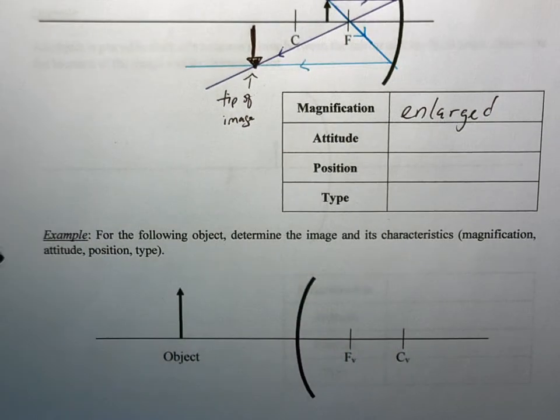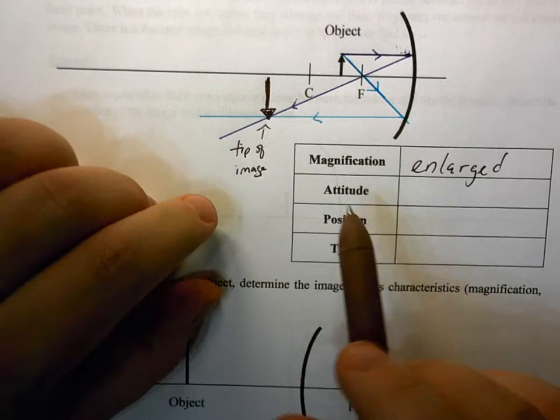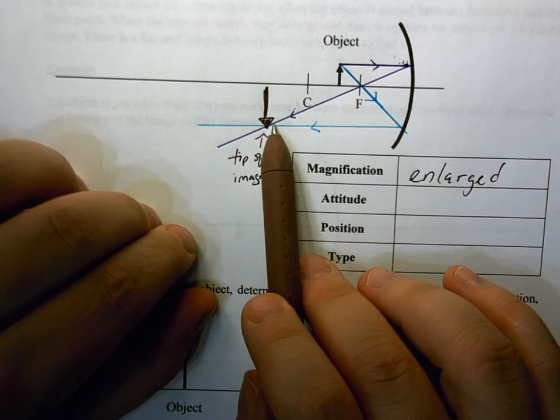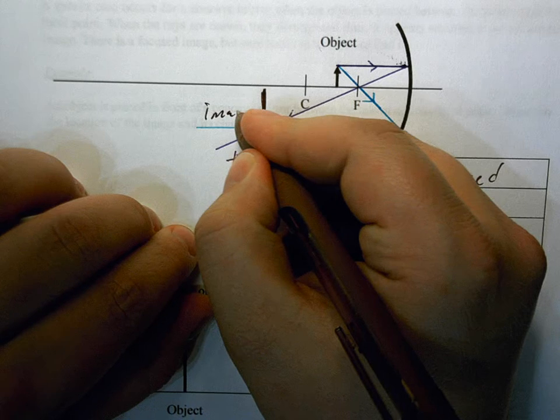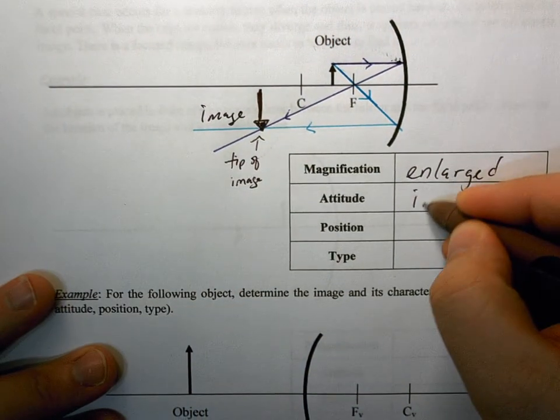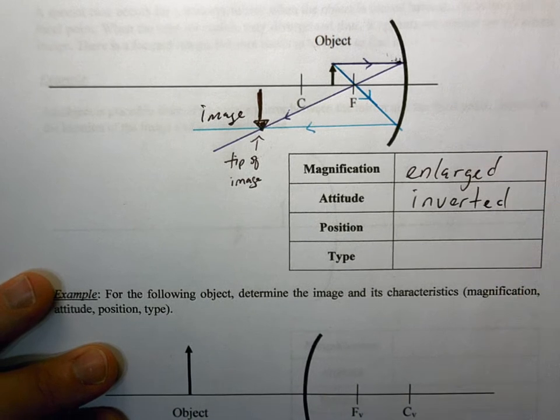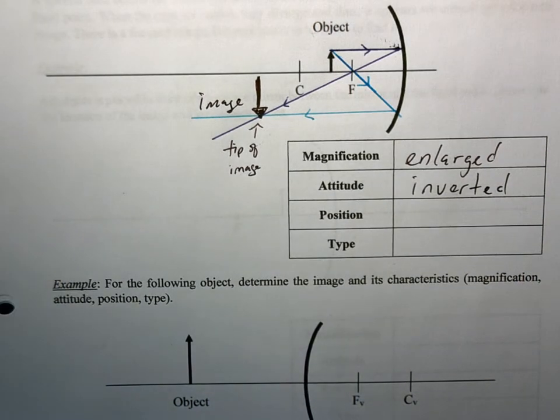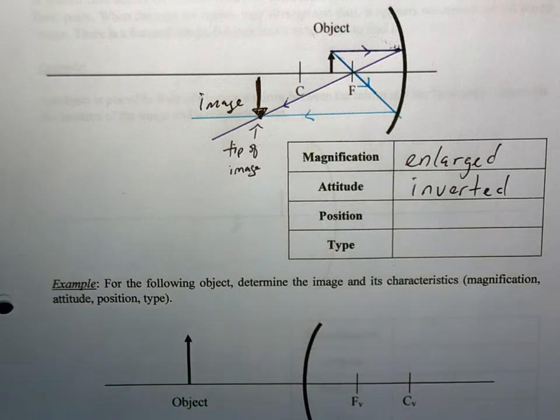That also works. In terms of attitude, you'll notice that my object is pointing up, but my image is pointing down. So with my image pointing in the opposite direction to my object, we're going to say for the attitude that it's inverted. The big trick where they'll try and get you on an exam is if your object was pointing down and your image is pointing down, we always think down as being upside down, but if your image and your object are pointing in the same direction, that is going to be upright. So be careful with that one.